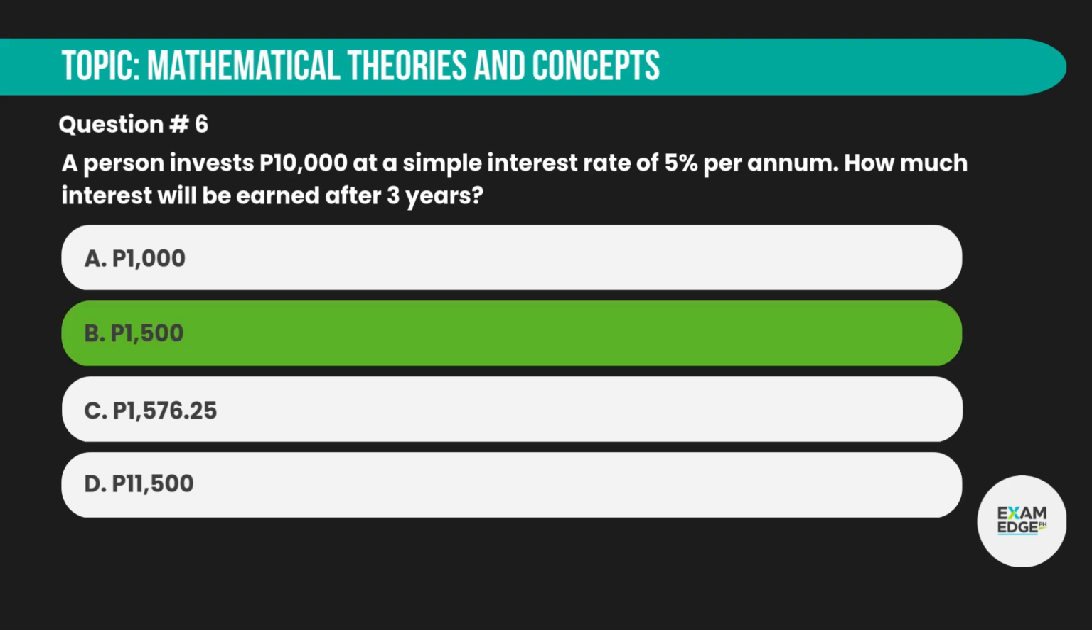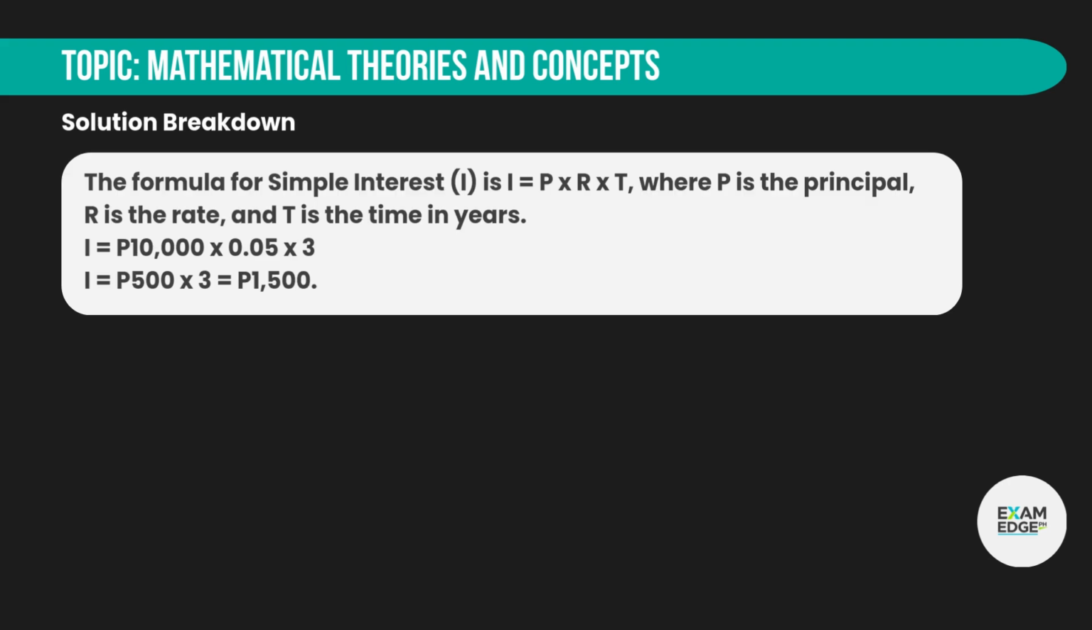Correct answer. B. 1,500 pesos. Solution breakdown. The formula for simple interest, I, is I equals P times R times T, where P is the principal, R is the rate, and T is the time in years. I equals 10,000 pesos times 0.05 times 3. I equals 500 pesos times 3 equals 1,500 pesos.